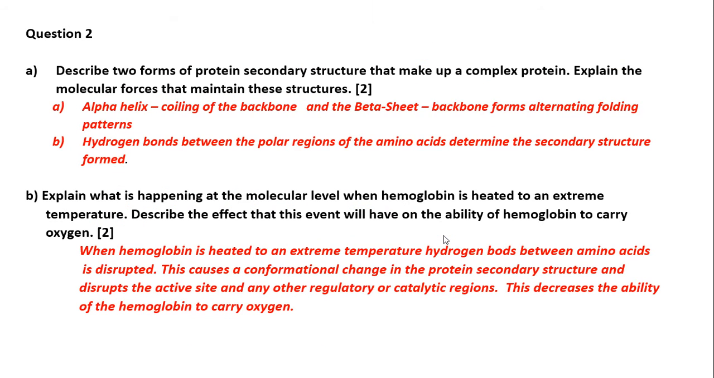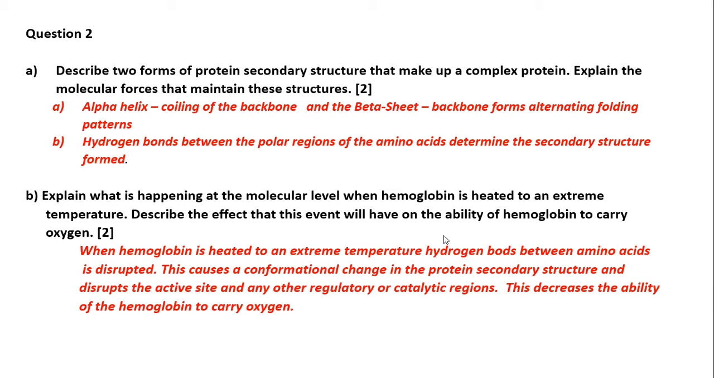And then the second question asks you to just describe the two forms of protein secondary structure. Okay. And we know you have an alpha helix and a beta sheet. The alpha helix is the coiling of the carbon backbone. The beta sheet, the backbone, forms these alternating folding patterns. And what forces hold these together? Hydrogen bonds. Okay. It's the hydrogen bonds between the various polar regions of the amino acids, which are going to determine the secondary structure. Most of that hydrogen bonding is occurring between the carbonyl carbon oxygen combination and a hydrogen bound to either the nitrogen or the oxygen.